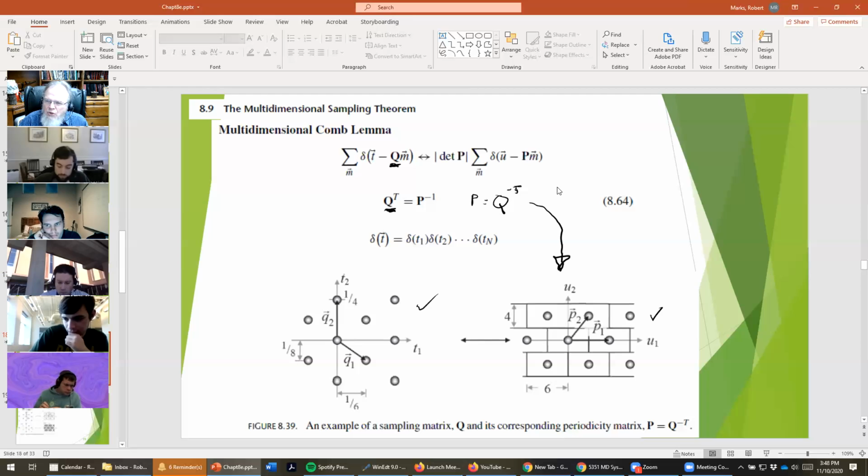And here is the relationship. The Dirac deltas in the frequency domain have a periodicity matrix of P, which is equal to Q inverse transpose. So it turns out that for this hexagonal replication, the Fourier transform corresponds to a periodic replication here, which is also hexagonal. But you'll notice that they're a little bit different. Here, the hexagon has the pointy side on the top, doesn't it? Right?